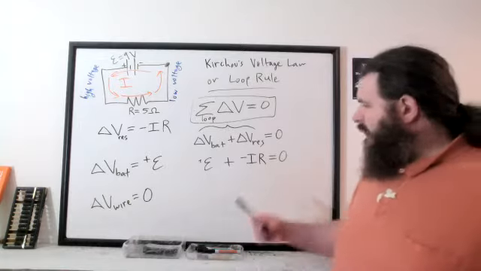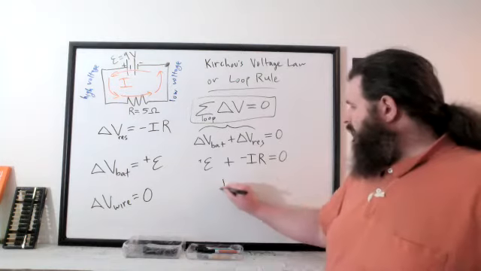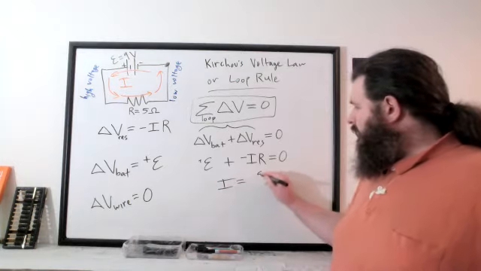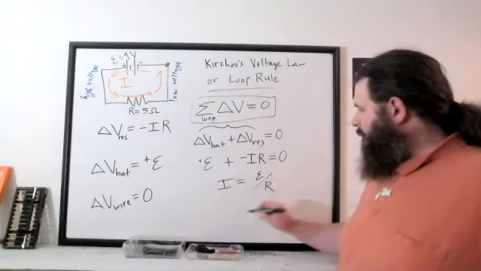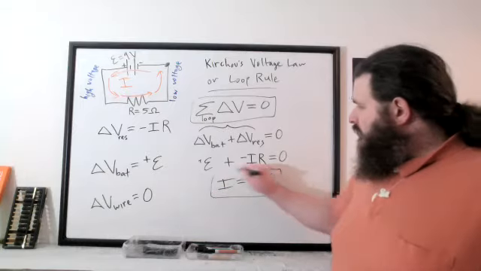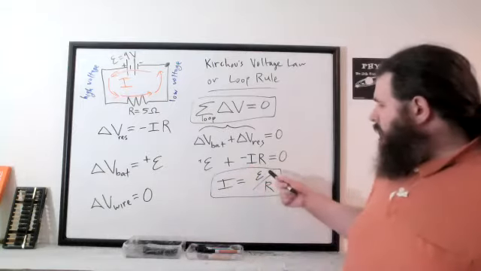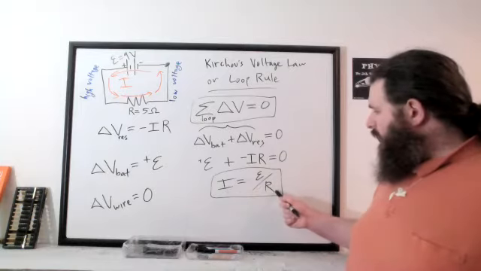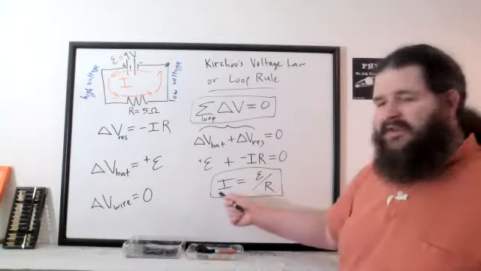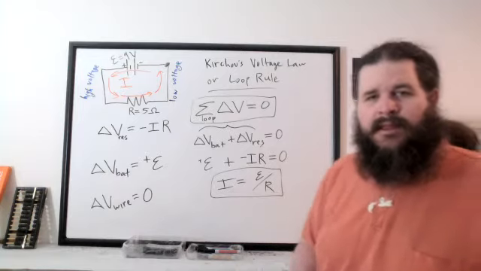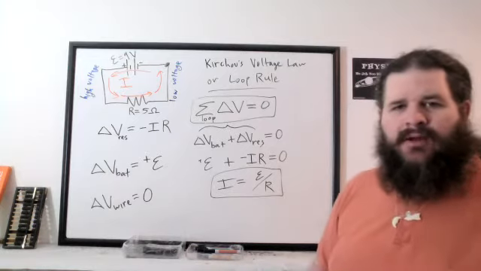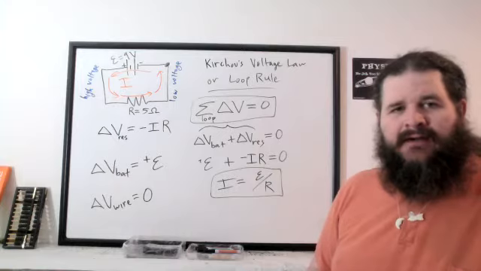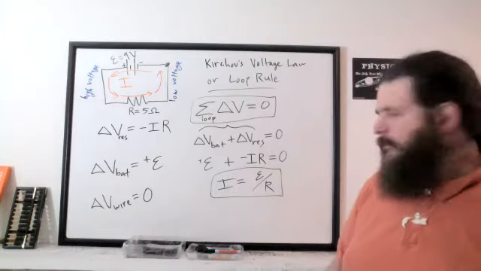Yeah, if we just add IR to both sides, divide by R, we get current equals epsilon over R. And this tells us a couple of important things. A stronger battery leads to faster current. A more resistant resistor leads to slower current. And that's what we should expect. If you want more current, you would plug in a stronger battery or use an easier resistor.